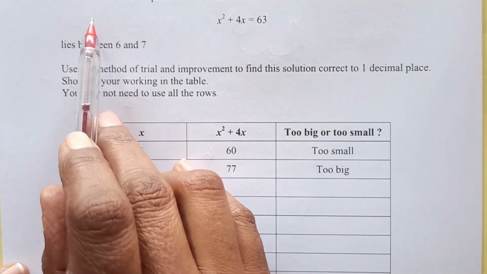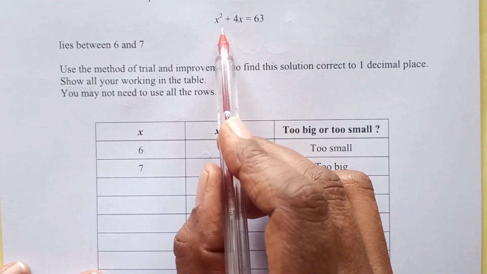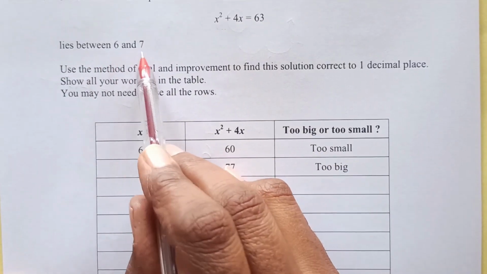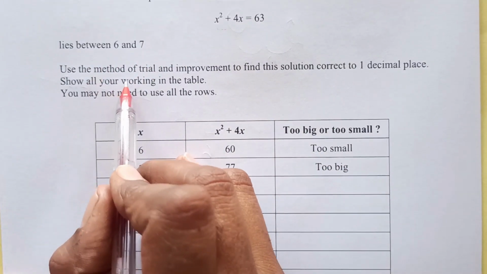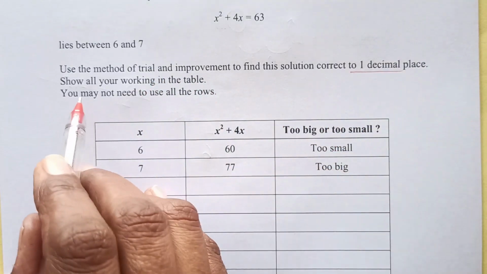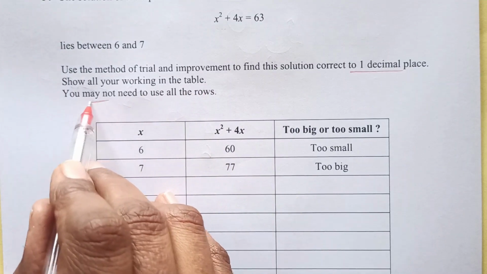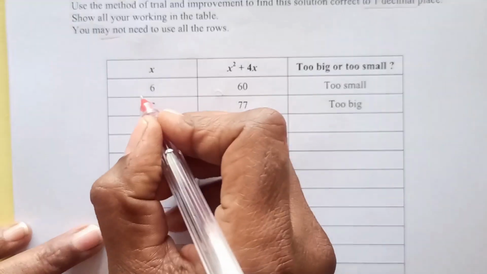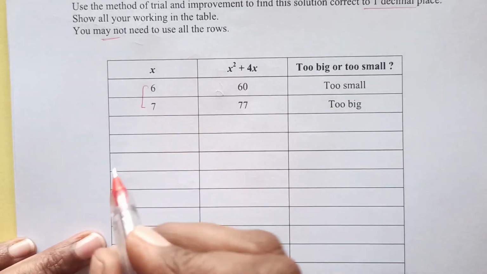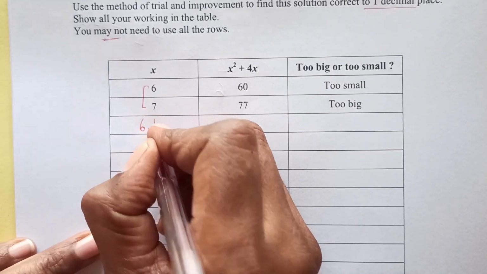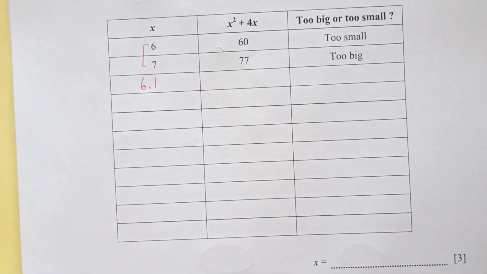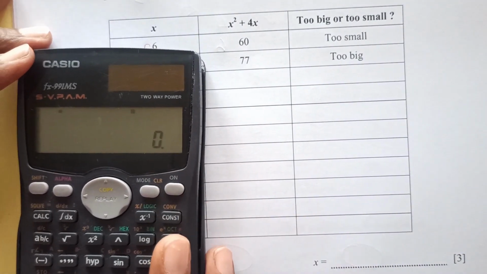Now question 14. One solution of the equation x squared plus 4x minus 63 lies between 6 and 7. Use the method of trial and improvement to find the solution correct to one decimal place. Show all your working. You may not need to use all the rows. Now we are given the results of 6 and 7. So we need to find out the results between that. So let's start with 6.1.